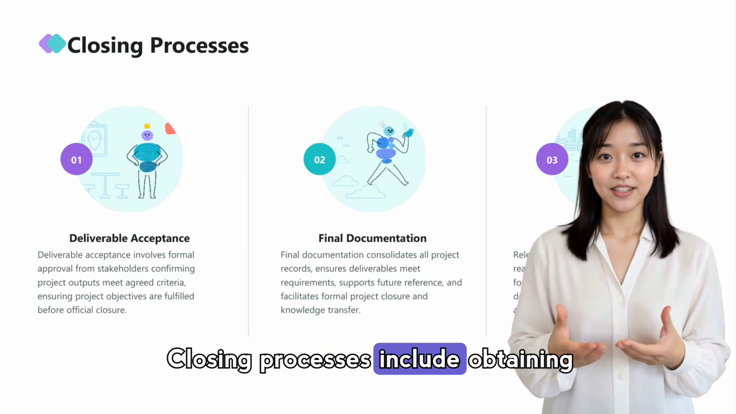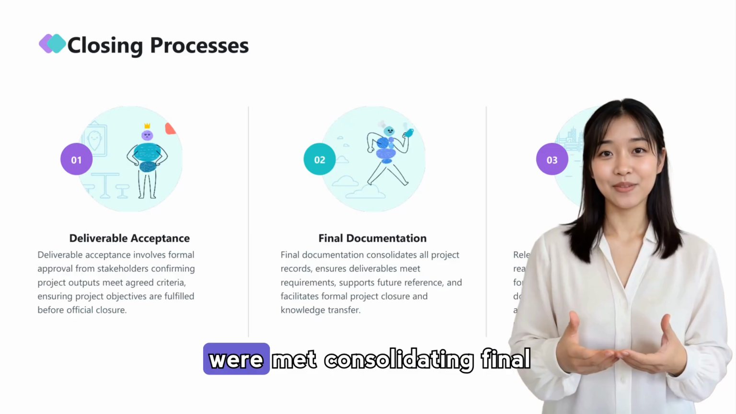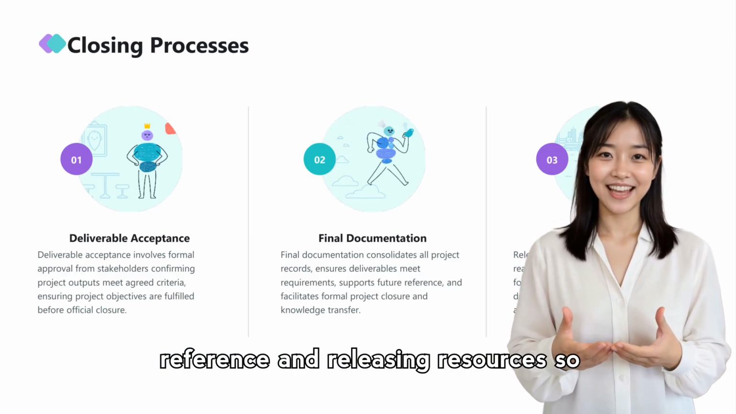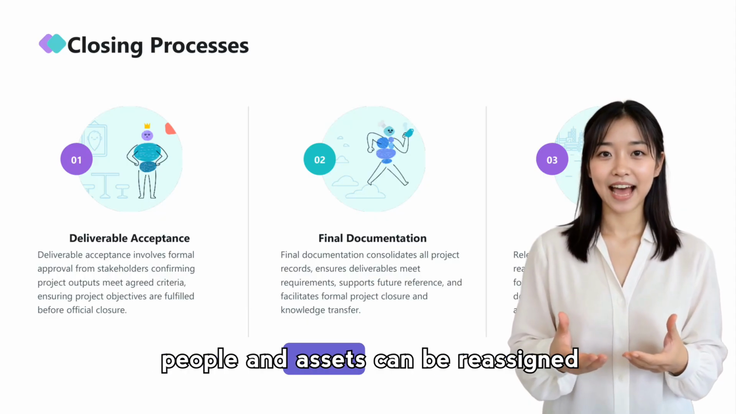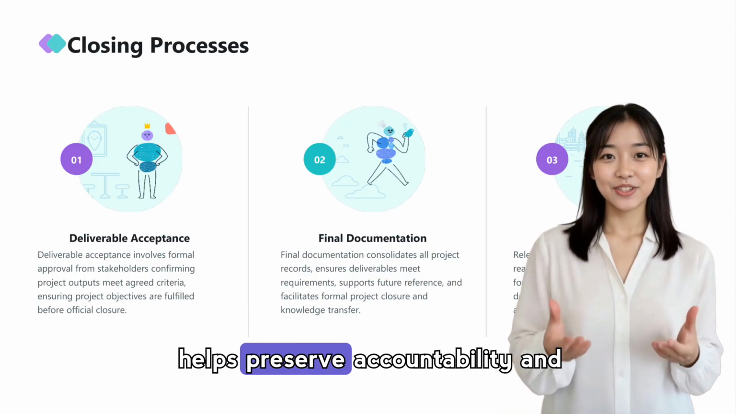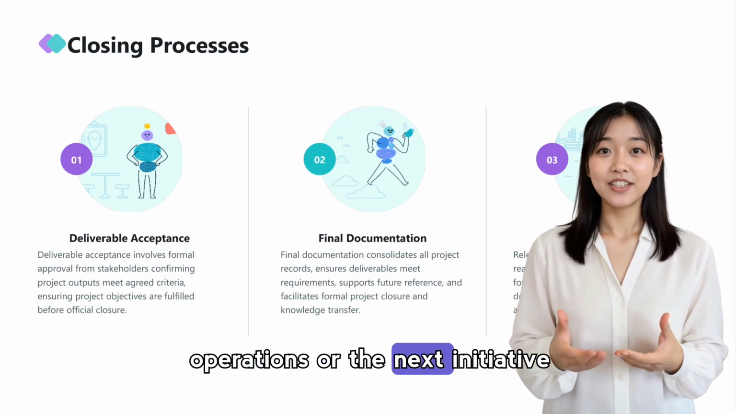Closing processes include obtaining formal deliverable acceptance from stakeholders to confirm objectives were met, consolidating final documentation and records for reference, and releasing resources so people and assets can be reassigned. Treating closure as a formal step helps preserve accountability and supports smooth transitions to operations or the next initiative.